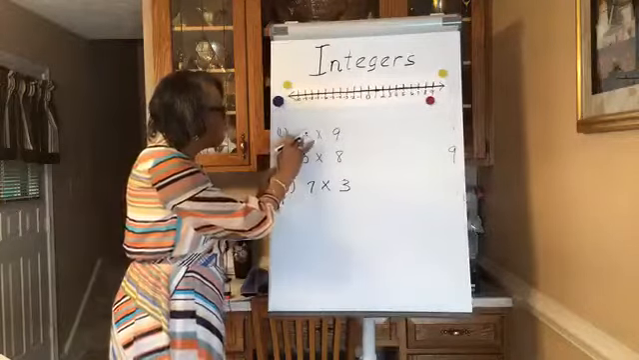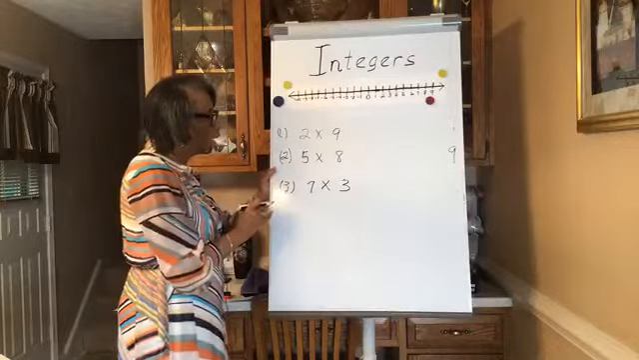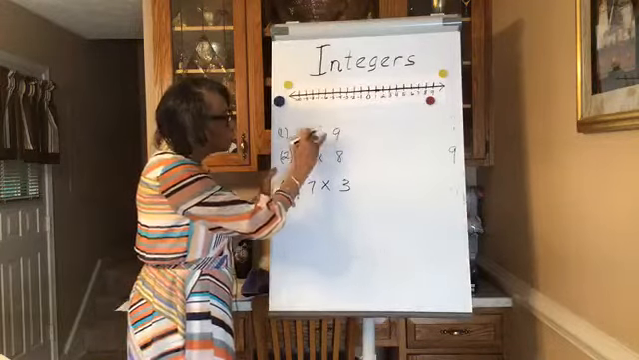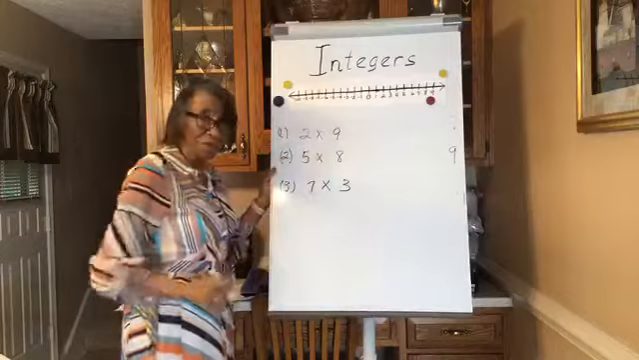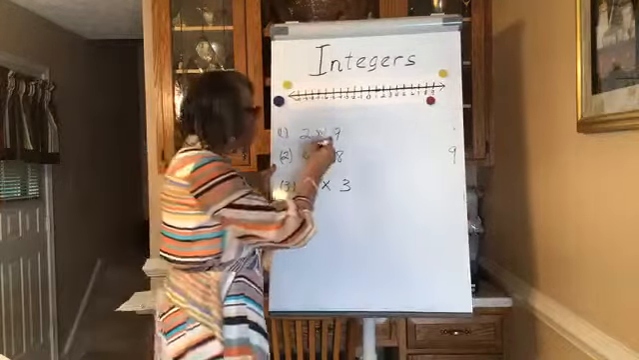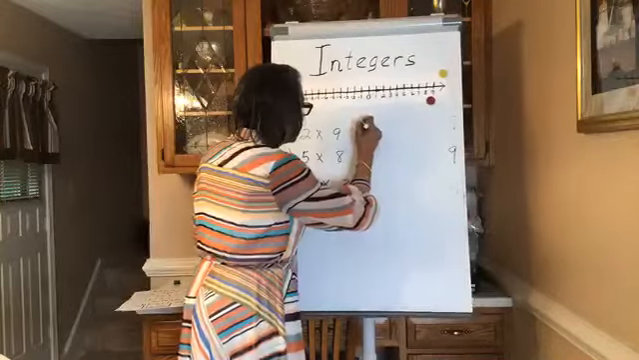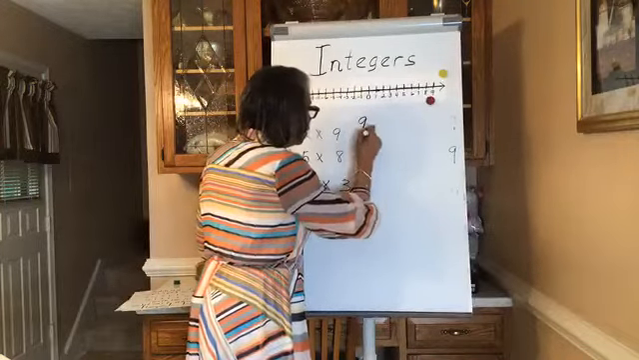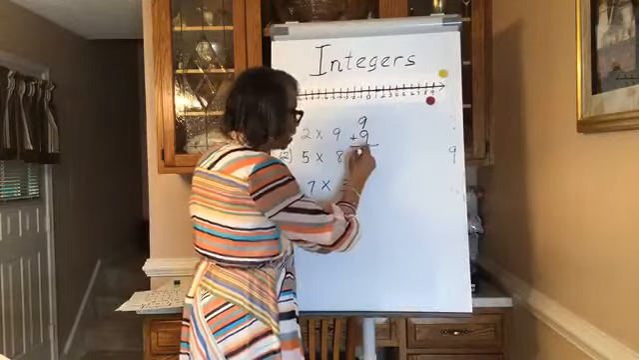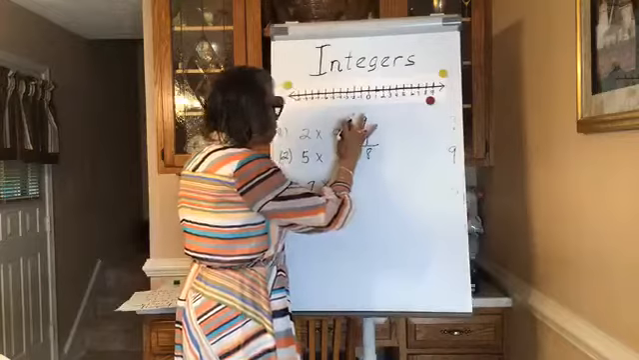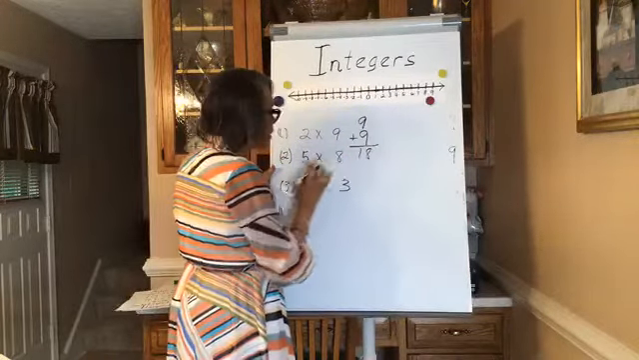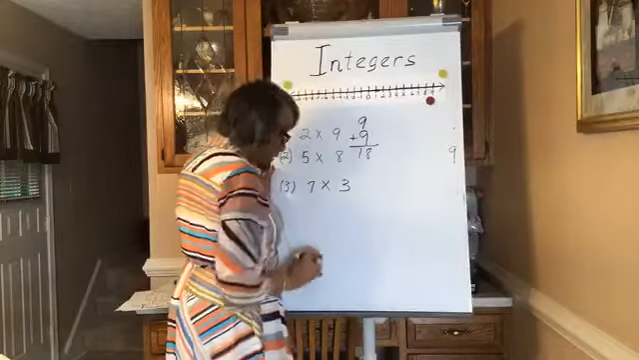So we're multiplying factors 2 and 9. And that's the same as either adding 9 twos or 2 nines. Which is easier? All right, so I'm going to do 2 nines. 9 plus 9. And the sum is 18. A positive 9 plus a positive 9 is 18. So 2 times 9 is 18.